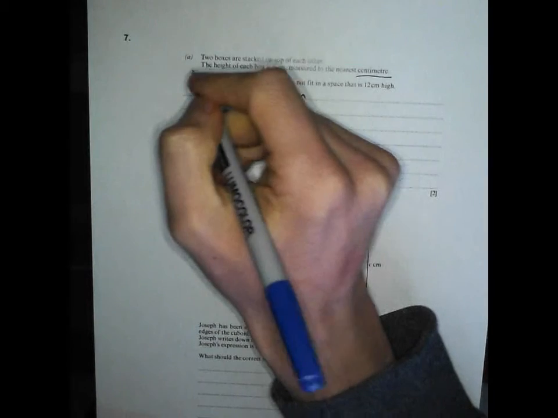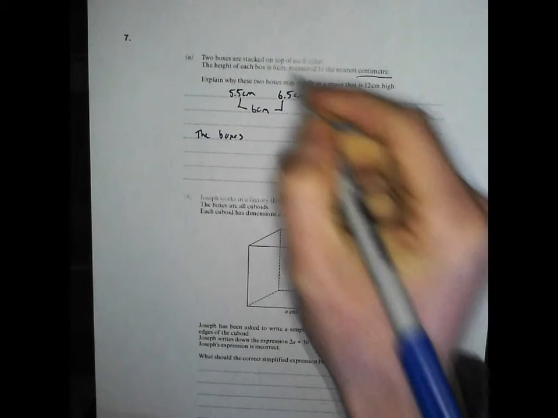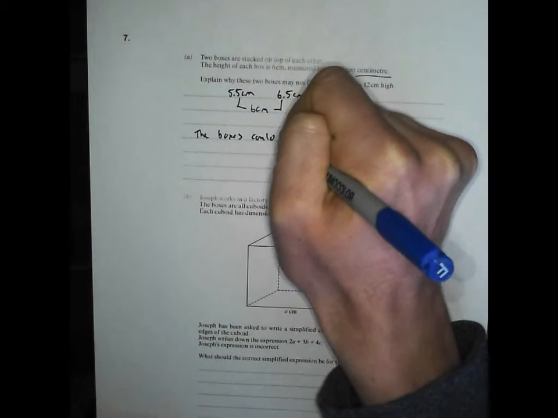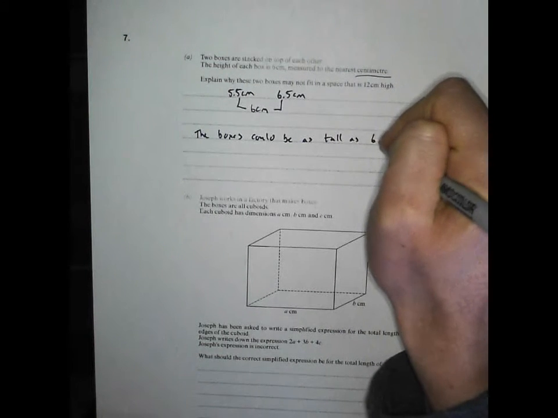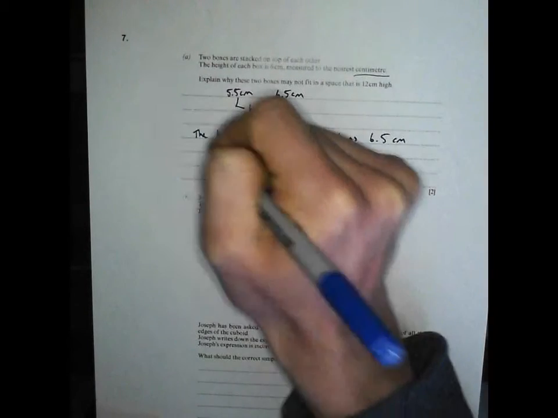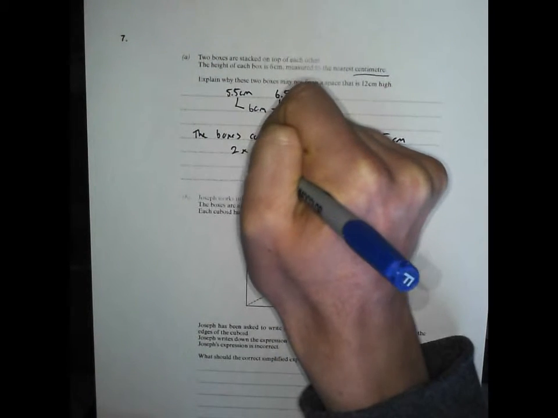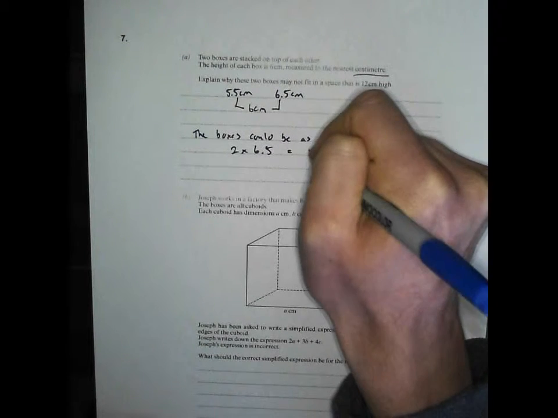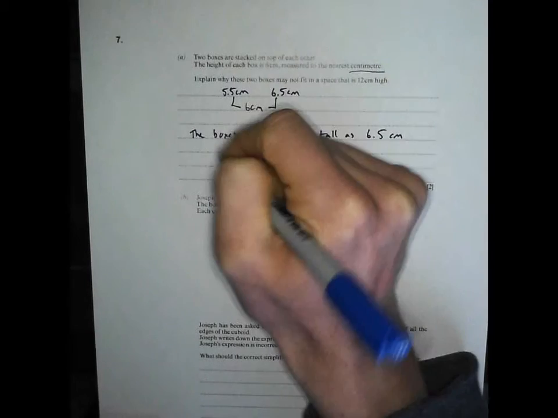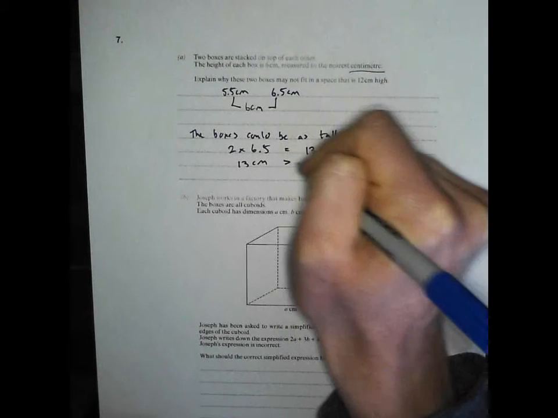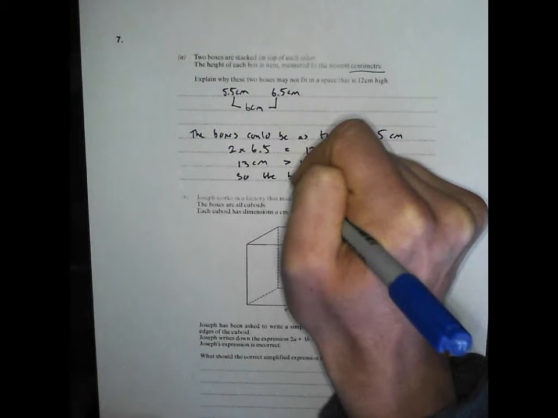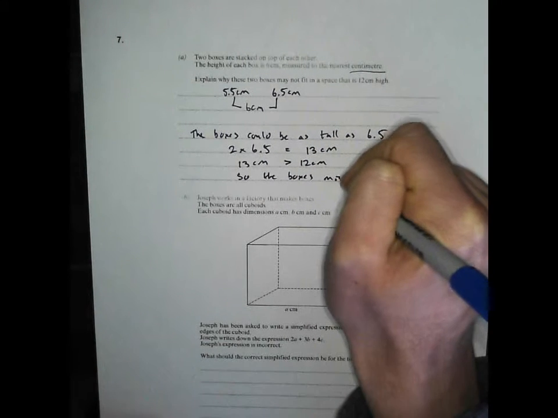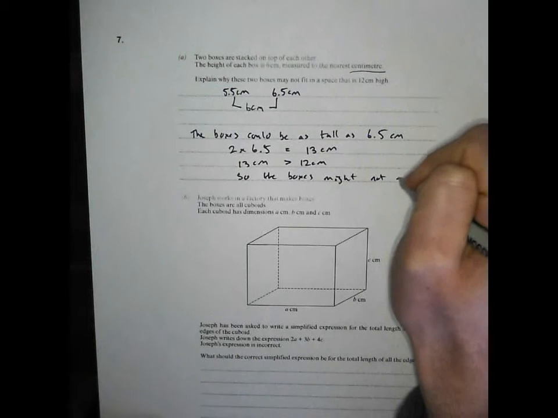So I might write something like, the boxes, and you know my writing's horrendous, could be as tall as 6.5 centimetres. And then I'm going to say 2 lots of 6.5 is equal to 13 centimetres. 13 centimetres is definitely bigger than 12 centimetres. So the boxes might not fit.